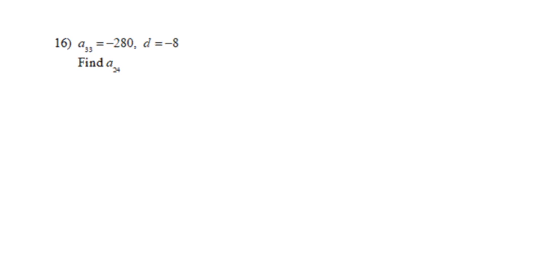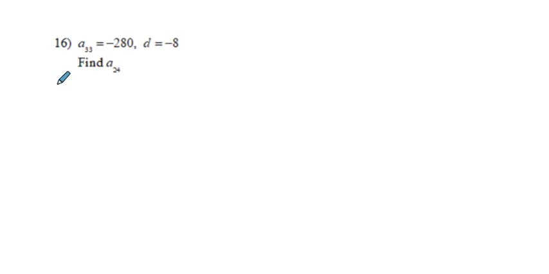Okay, let's do number 16 because it's very similar to 15, but I think this is the harder of the two, the more difficult of the two. So we want to find term 24 if we're only given term 33 and the common difference. Now, there's multiple ways to do this, and I will show you what I think is the best or the easiest way. Actually, that's a lot. I'm going to show you both ways.